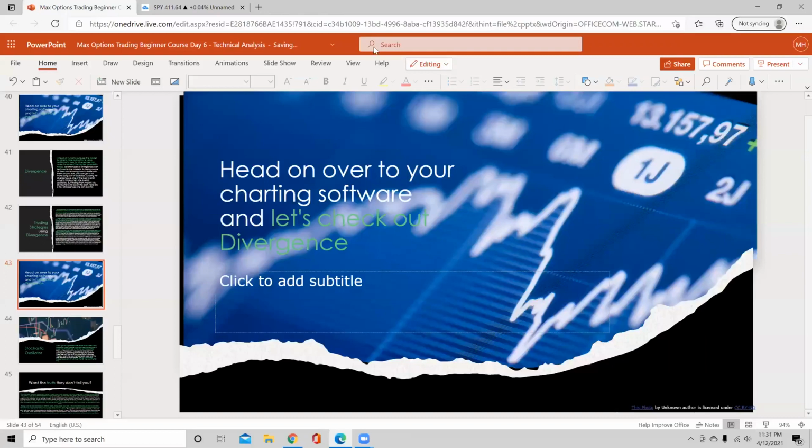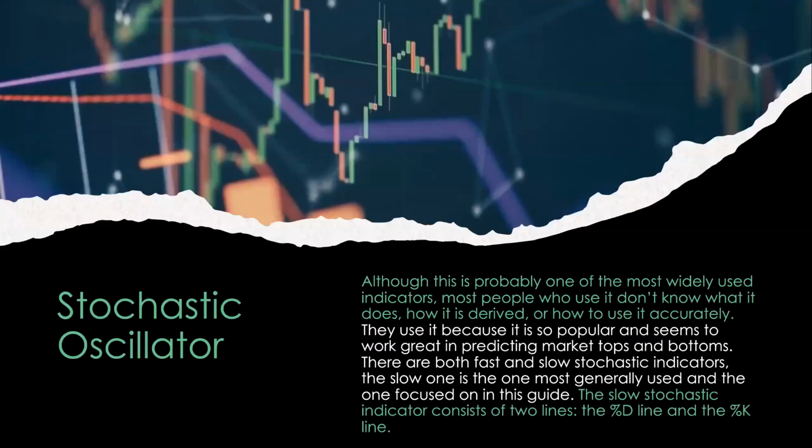All right, and the last one or two we're going to talk about is the stochastics. This is probably one of the most widely used indicators. Most people who use it don't know what it does, how it's derived, or how to even read it accurately. That's because it's so popular, it seems to work great predicting market tops and bottoms. There's both a fast and slow stochastic indicator. The slow one is the one that generally is the focus in this guide. The slow stochastic indicator consists of two lines, the %D and the %K. Let's go over the %D and the %K real quick.